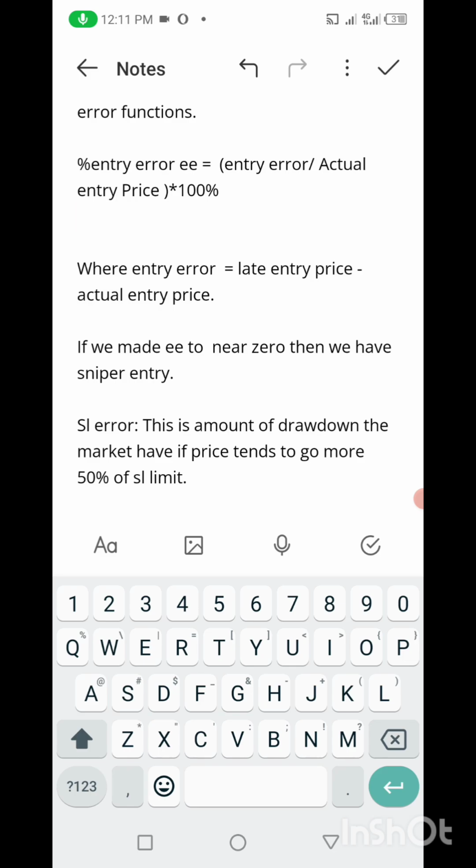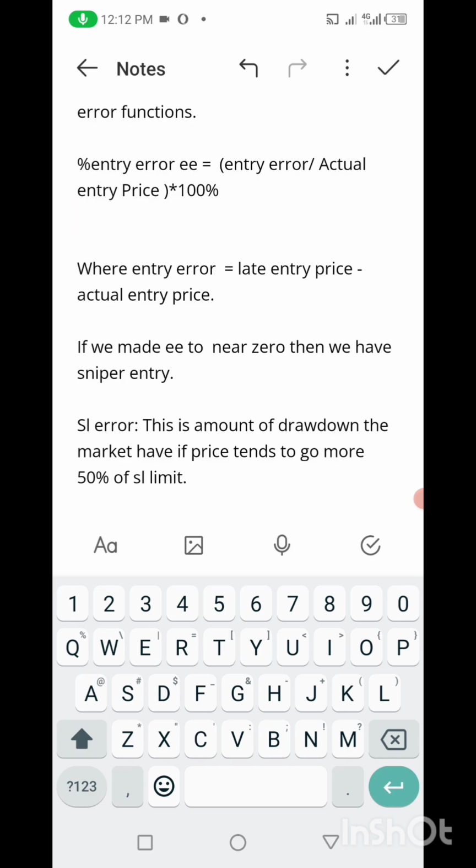Where entry error is late entry price minus actual entry price. This actual entry price is very hard to get probabilistically and statistically. If it is easy to get, it means that no one will lose money once you know the direction of the market and you're able to get the actual entry. An actual entry is an entry whose drawdown is 0, whose error is 0.